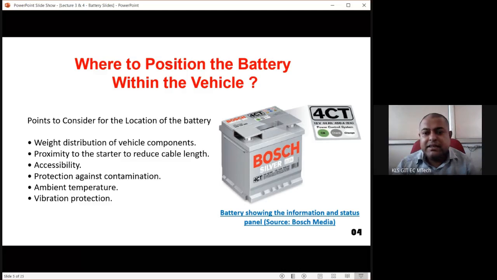On the right side, the image of the battery is shown, and you should find out these parts. Whatever is on the front panel, you are supposed to find out each thing: 4CT, 12 volt, 44 ampere hour, and other things.